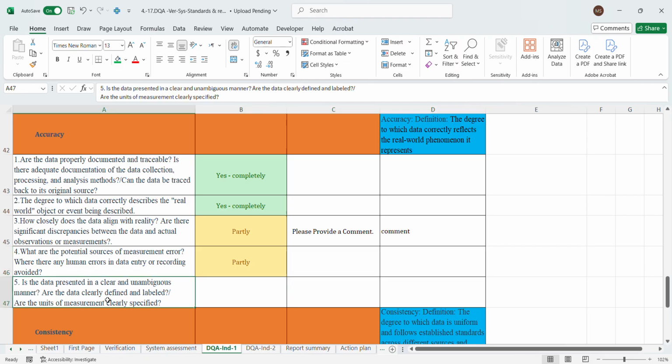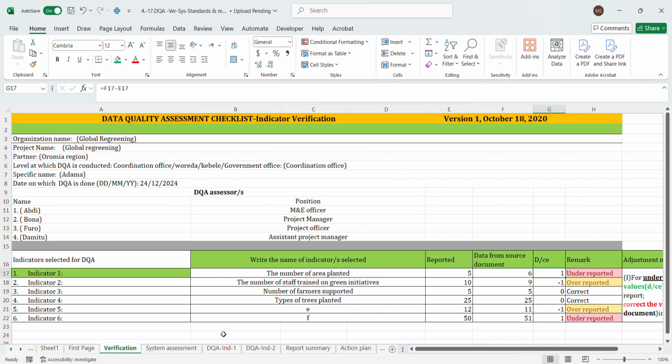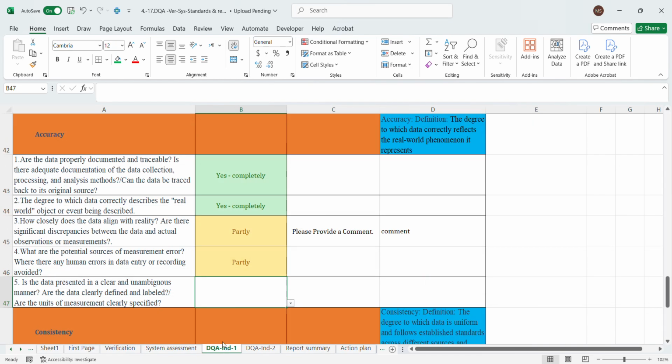Number 5: is the data presented in a clear and unambiguous manner? Remember, we are discussing accuracy. Are the data clearly defined and labeled? Are the units of measurement clearly specified? For example, for this indicator, number of area planted, the unit should be hectares of land. We have to consider all these things. If those things are there in the report or in the templates, we say yes, completely, otherwise we say partly. That's how we assess accuracy.